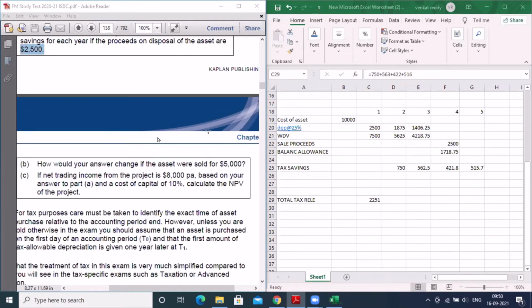Now, how would your answer change if the asset were sold for 5,000? Actually, in the A bit, the asset was sold for $2,500. If it had been sold for $5,000, how would your answer change? Yes, very good. It will be considered as a balancing charge. So can anyone let me know the final amount? What will be the total tax relief?